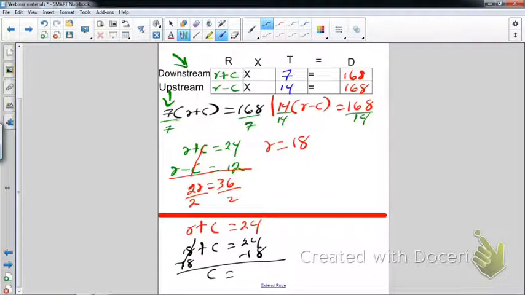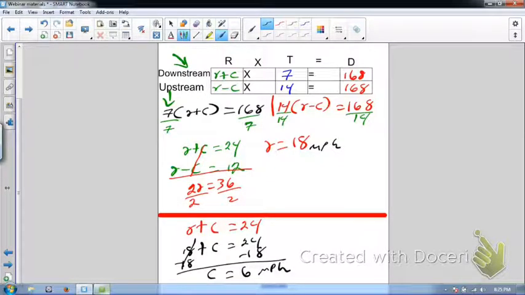Is that right? Not sure. Yep, it's 6. Okay, so what does that mean for us? That the speed of the boat is 18 miles per hour, and the speed of the current, meaning the speed of the water when it's still and not moving, is 6 miles per hour. Let's see if anybody has any questions.